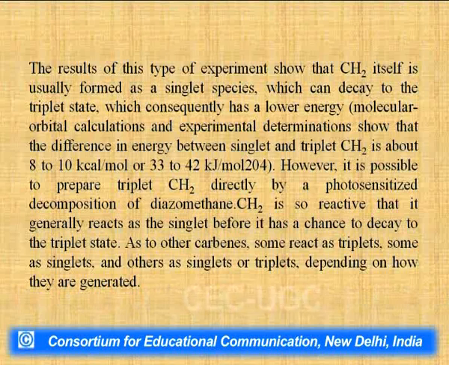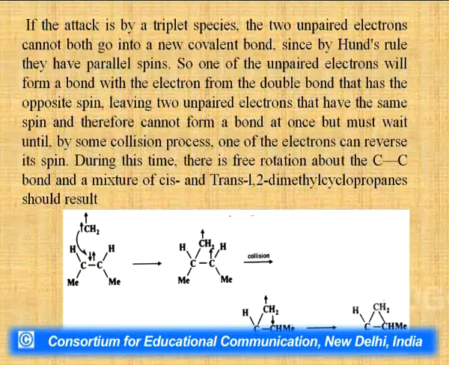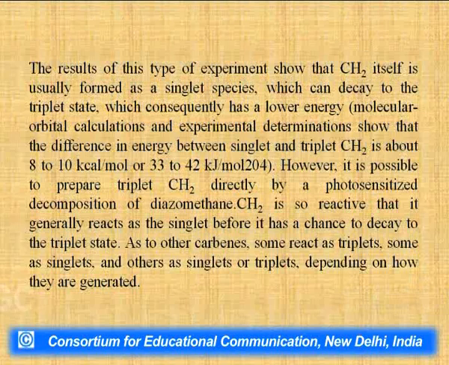Molecular orbital calculations and experimental determinations show that the difference in energy, as we have already stated, is 8 to 10 kilocalories per mole, or 33 to 42 kJ per mole. However, it is possible to prepare triplet carbene directly by photosensitized decomposition of diazomethane. We were talking initially about how we can create carbenes by the photolytic method. Now, by the photosensitized decomposition of diazomethane.